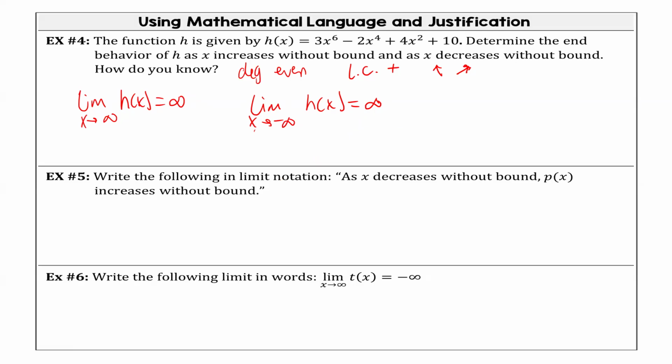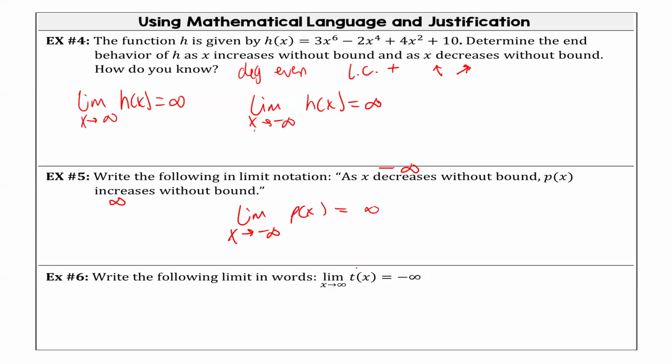So on example number 5, as x decreases without bound, p of x increases without bound. How can I write that as a limit? So x is decreasing. What does that mean? X is heading towards negative infinity. Looking at the words first, I know that x is decreasing, so it's heading towards negative infinity. P of x, which means my y, is increasing, so therefore it's heading towards positive infinity. Does that make sense? So now when I write it in terms of the limit, I have the limit as my x is going towards negative infinity, my y, which is called p of x, is heading towards positive infinity.